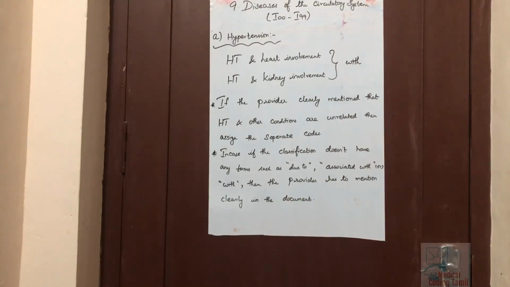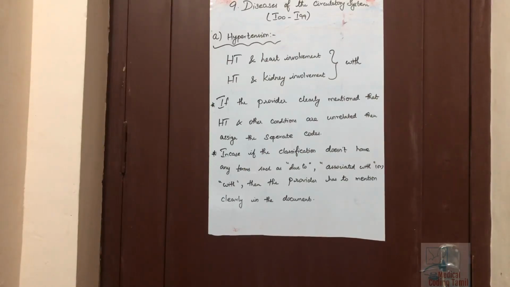If the provider clearly mentioned that it is related, or if the provider has not mentioned any word like unrelated in the document, then we have to assign a combination code for hypertension and heart, hypertension and kidney, hypertension and heart and kidney, like that. In the classification, we will see words like with, due to, associated with. These words are seen in the classification.